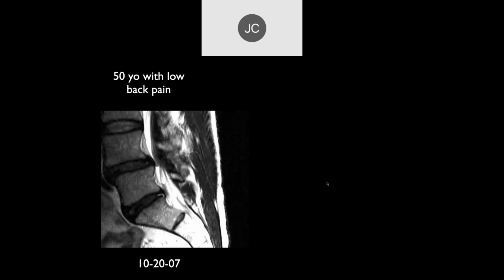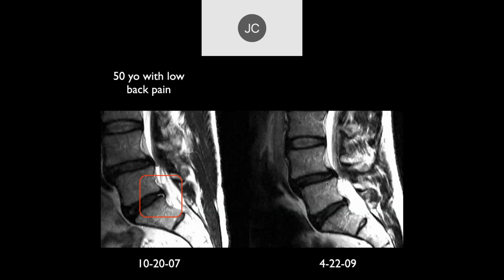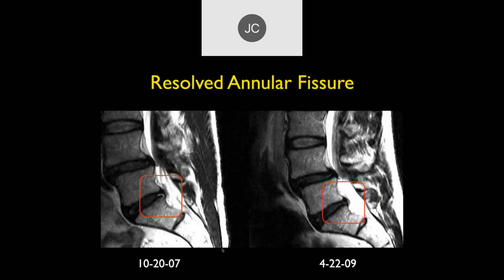So we have a 50-year-old with low back pain. Looks like at L5-S1, there's a high intensity zone. This is 10/20/2007. Here's a couple of years later. I don't see that high intensity zone anymore. Well, I know it's there, but it's not as bright as it was before. So this is one that got better over time. And if it's scar tissue and granulation tissue, then you could expect that it could fibrose in and kind of go away, which I think is what happens.